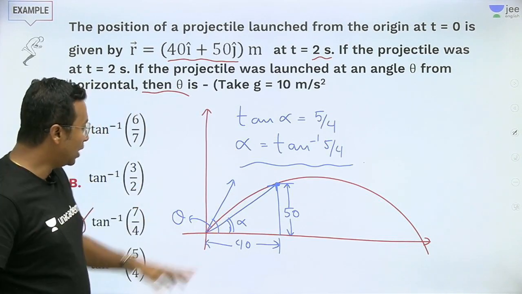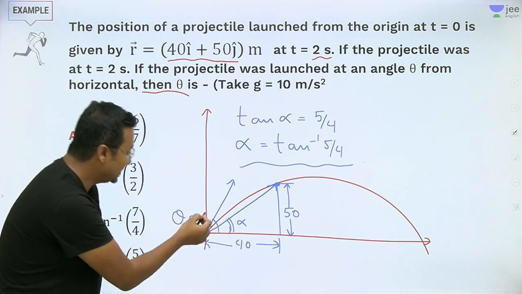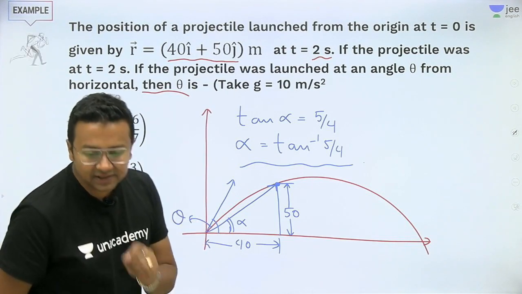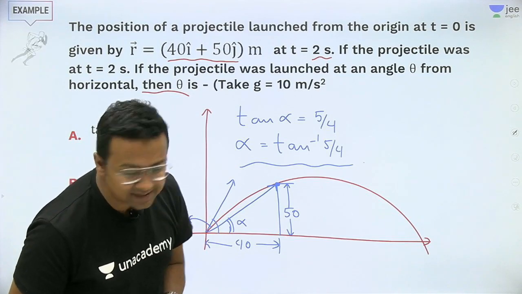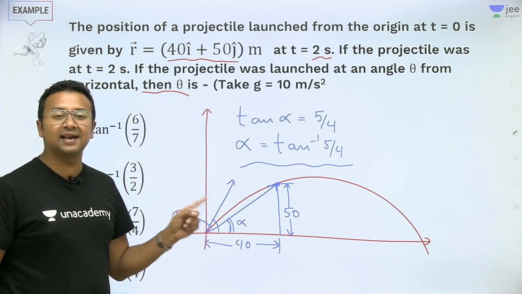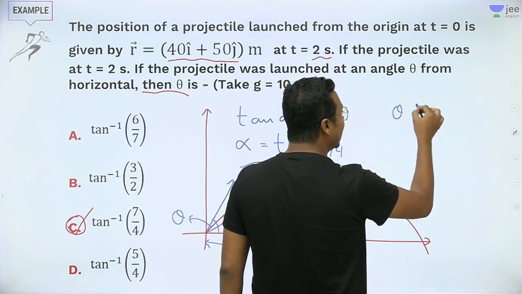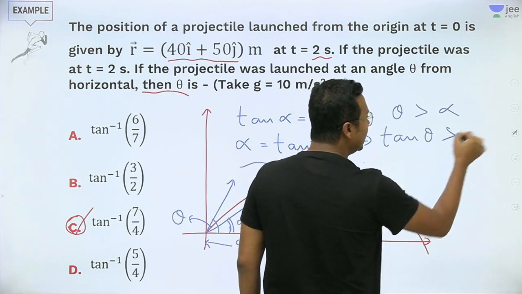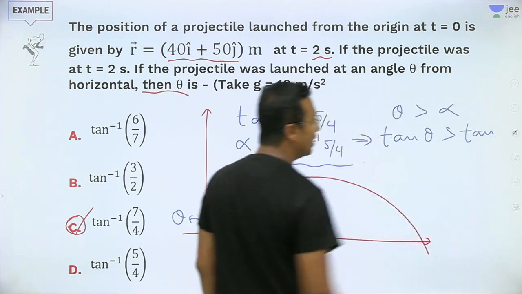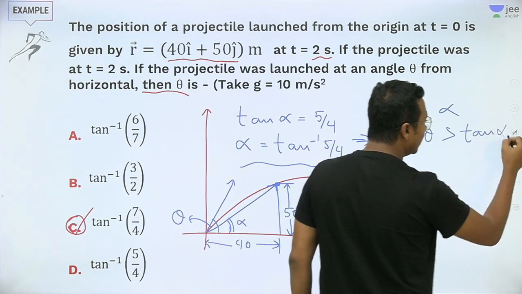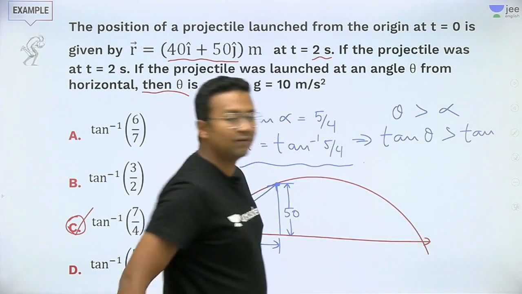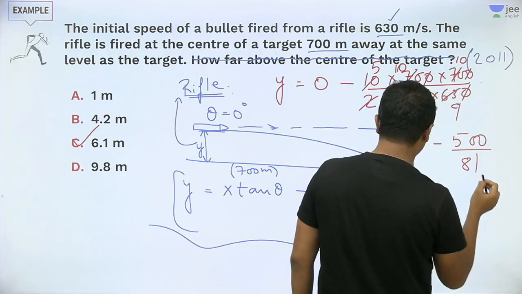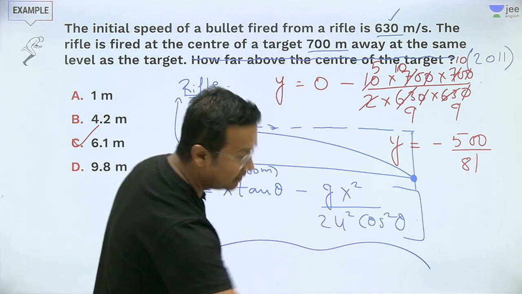You can see from this diagram itself, is theta greater than alpha or less than alpha? Definitely you can see that theta here is greater than alpha. So if my theta is greater than alpha, then definitely my tan of theta will be greater than my tan of alpha. Where is the alpha gone? Alpha is somewhere here. Okay, let me move ahead.